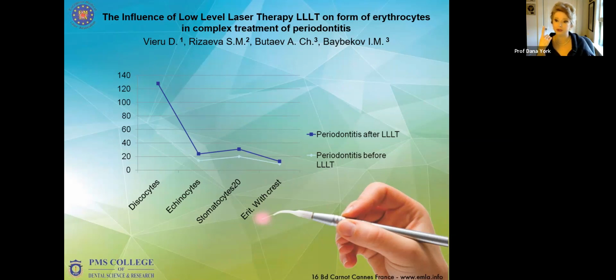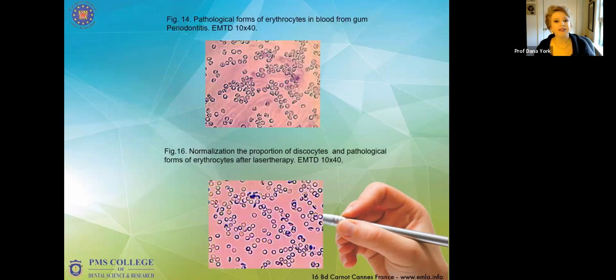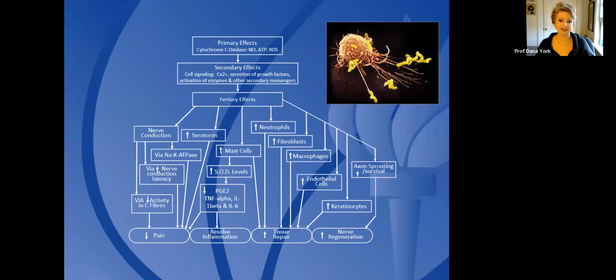1 joule is what you need to cause this biostimulation and inhibition, and to cause this regeneration of tissue. In all cases, we found the normalization of the tissue using laser.